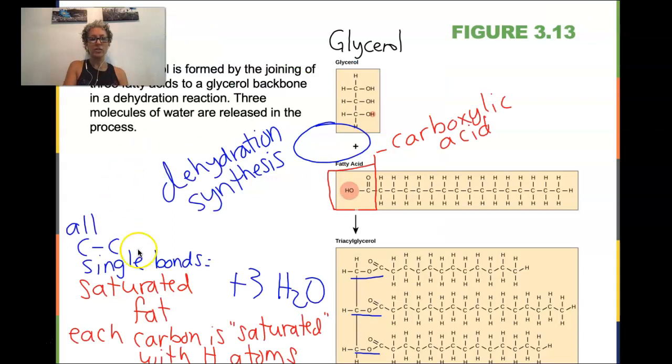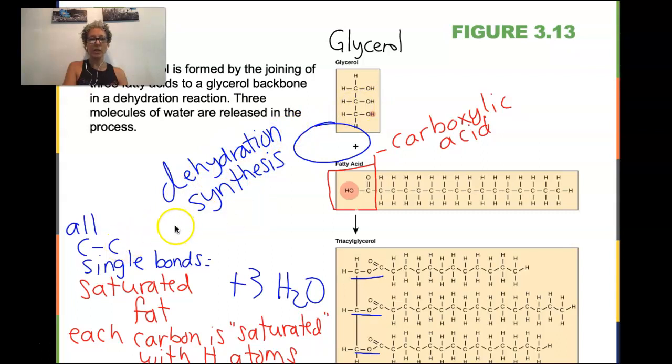So this is an example of a triglycerol. It's called a triglycerol. There's only one glycerol molecule. The tri portion comes from the fact that we connect 3 fatty acids. We're going to connect each fatty acid to the glycerol using dehydration synthesis.